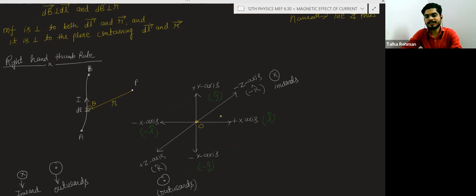Please revise the direction part once more. You have to use your right hand and point your thumb in the direction of the current and curl your fingers 90 degrees. And always remember, this is valid only when you point your fingers in the direction of the point where you have to find the magnetic field.